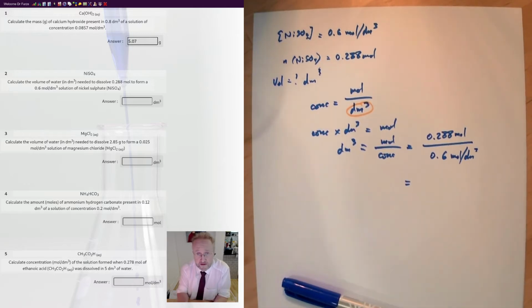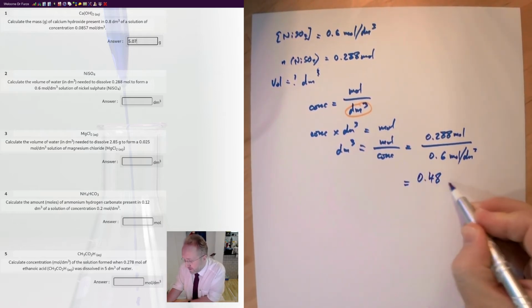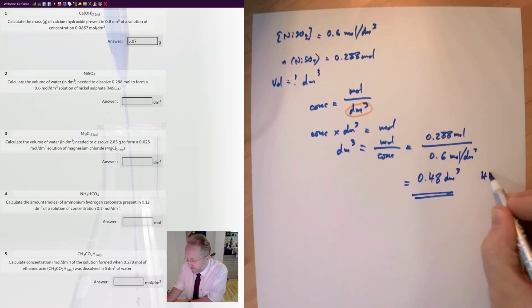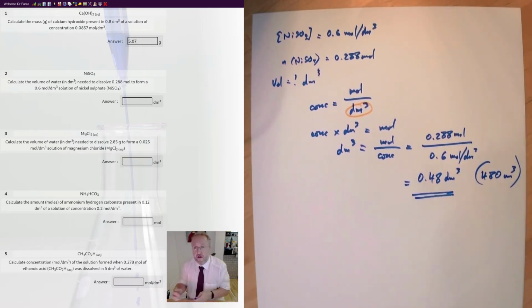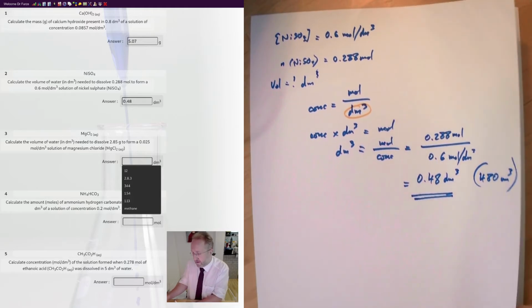The question asks us for how many decimeters cubed. Some questions ask for centimeters cubed. So what is it? 0.288 divided by 0.6 is equal to 0.48. So that is also 480 centimeters cubed. Okay, so let's put that number in. 0.48 decimeters cubed. Okay, next question.